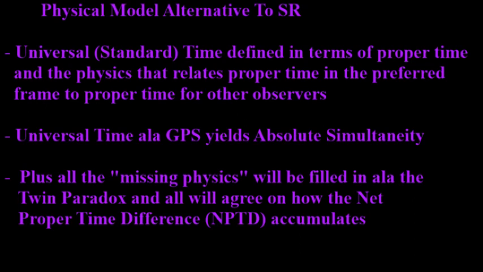But with absolute simultaneity, then we have all observers agreeing. So there's a definitive description of how the net proper time difference accumulates physically. And that's just one example. A lot of missing physics will now be explained in detail by this physical model alternative.